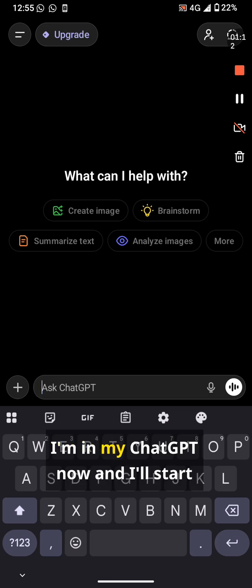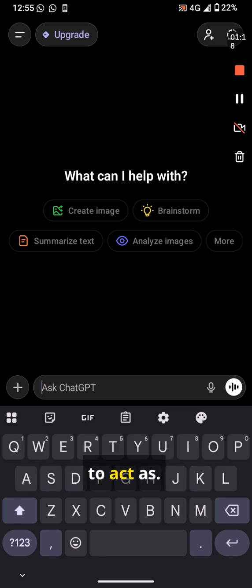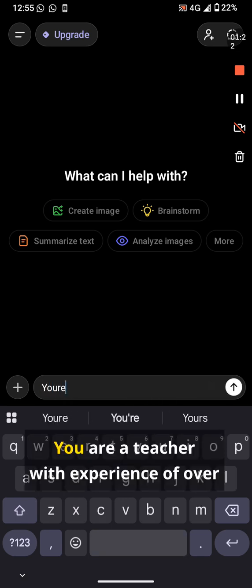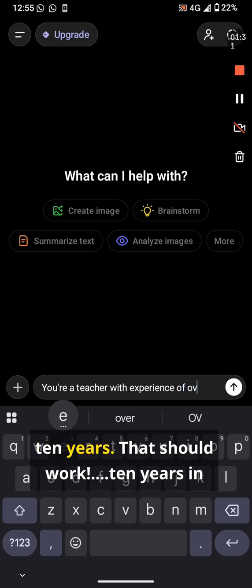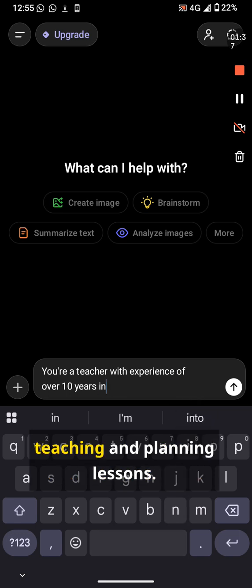I'm in my ChatGPT now, and I'll start by telling ChatGPT exactly who I want it to act as. You are a teacher with experience of over 10 years. That should work. 10 years in teaching and planning lessons.